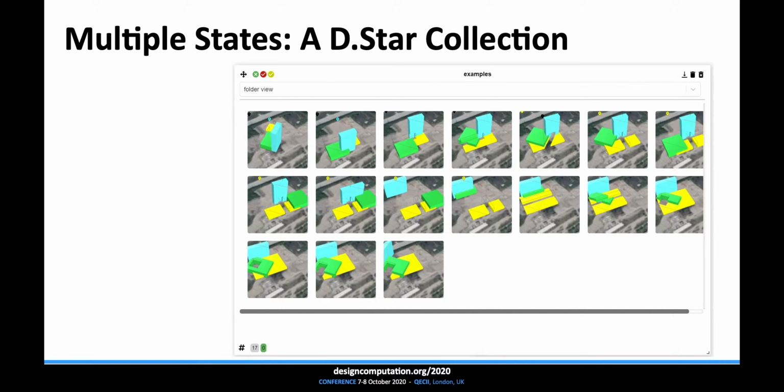D.Star breaks the single-state document model by giving access to many states at once. Further, it provides tools such as collections for organizing the alternatives designers create in the design dialogue cycles.